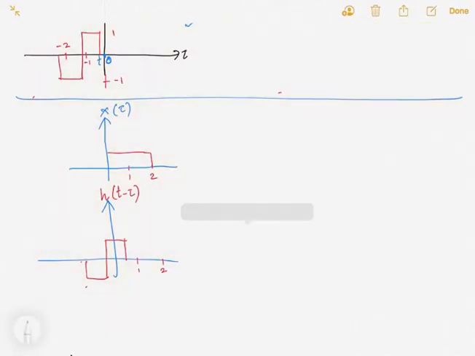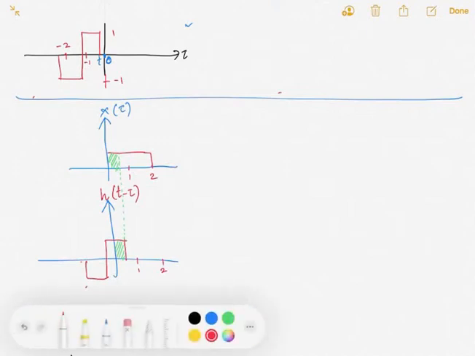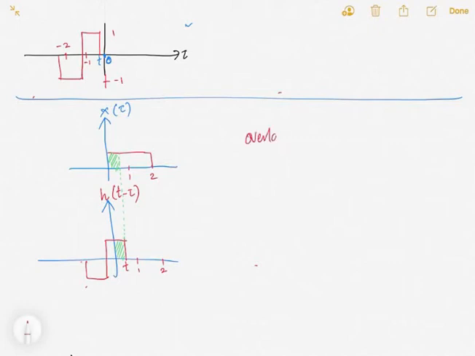If you look here, you make a line. All right, so this is the overlapping region. This region overlaps with this region. Don't forget the first one is t, right? So this one is the overlapping region.